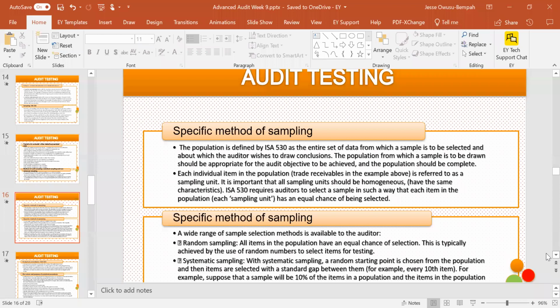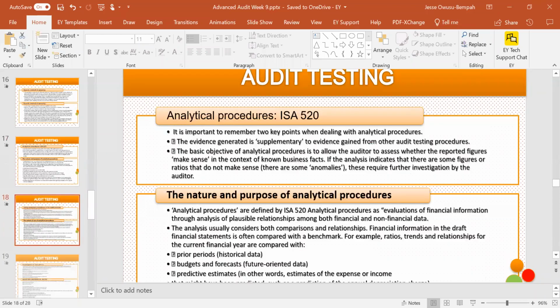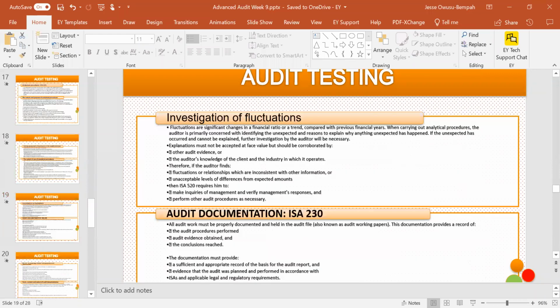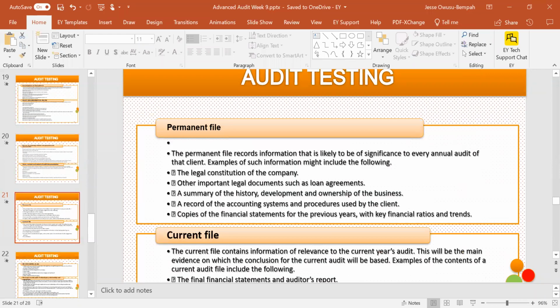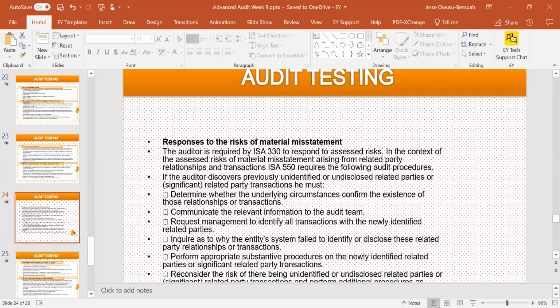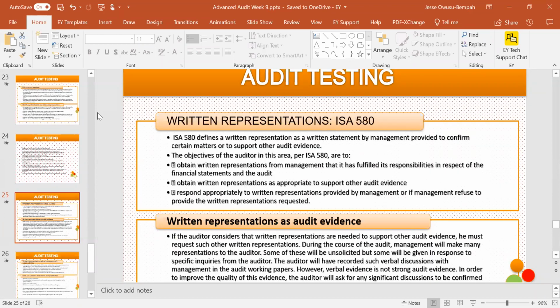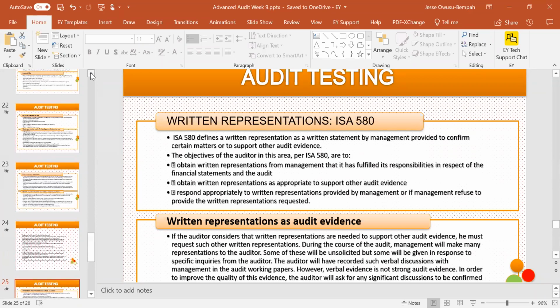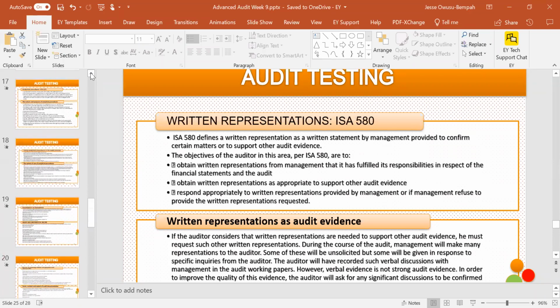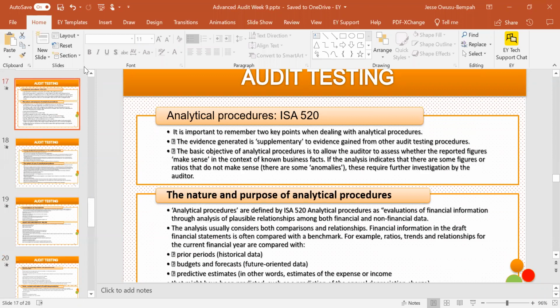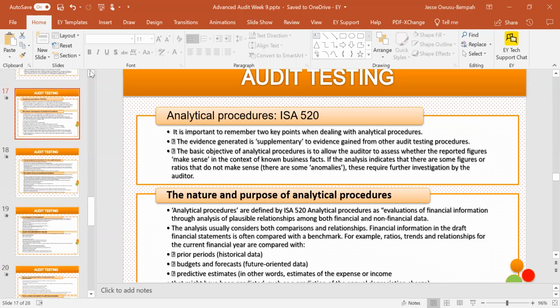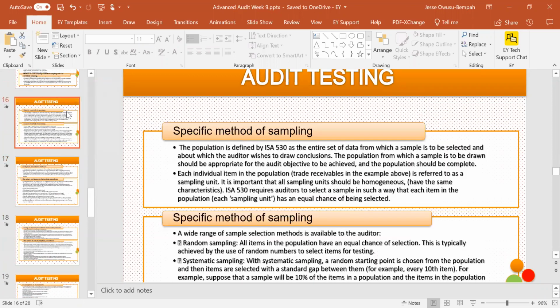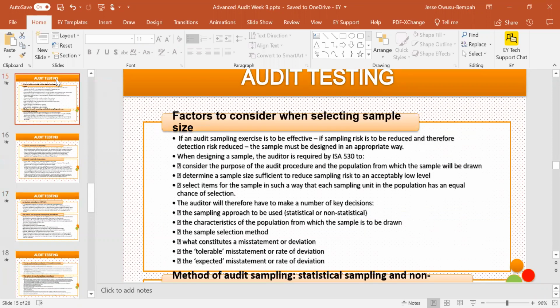Sir, can you look at the riskiness of the transactions that the business undertakes? So if you realize that the business has a lot of risky transactions, then you have to take more samples as compared to a business that has less risk. Okay, that's a good point.